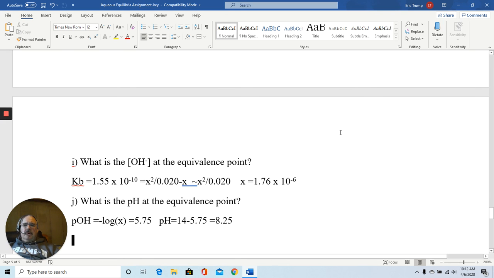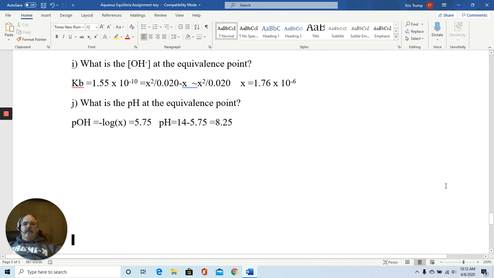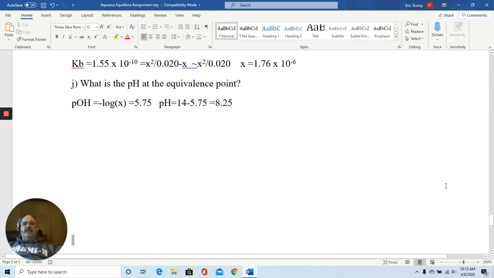And then from our ICE chart, we calculate x. Now, x is actually going to be our OH concentration. So if we take minus the log of that, that's our pOH. Subtracting that from 14, our pH then is 8.25. Since we are titrating a weak acid with a strong base, at the equivalence point, our solution should be basic, that is greater than 7, and it is.